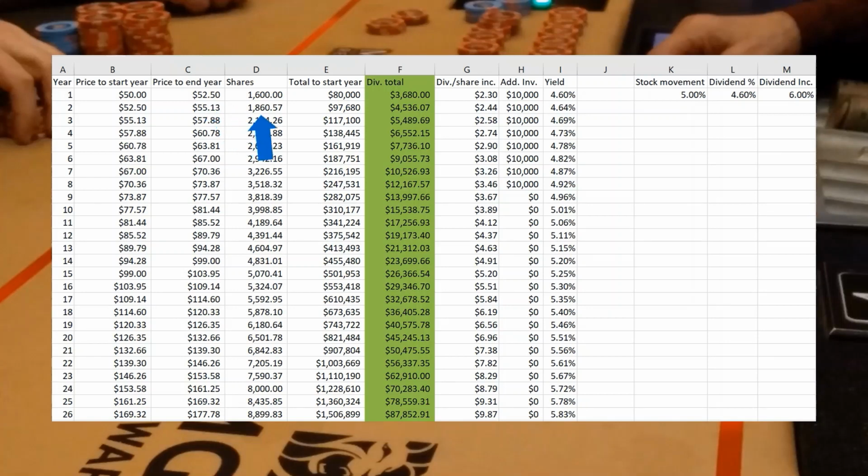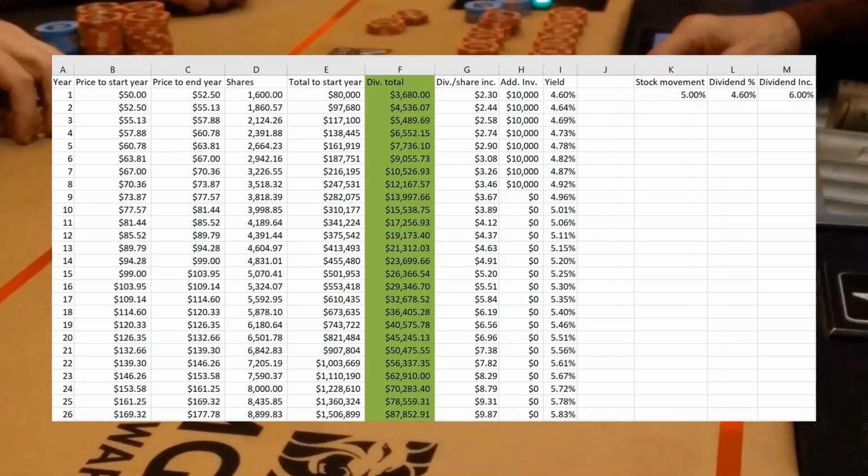And that's why for year two, instead of 1,600 shares, now there's 1,860 shares. And this keeps happening. The next year we have 1,860 shares, and the dividend amount has increased. The company increased it 6%, that variable on the far right side. Now the dividend payment per share is $2.44. So the dividend payments for year two total $4,536. And also at the end of year two, I put an additional $10,000 in, and now there's $14,536 to purchase more shares at the end of year two.